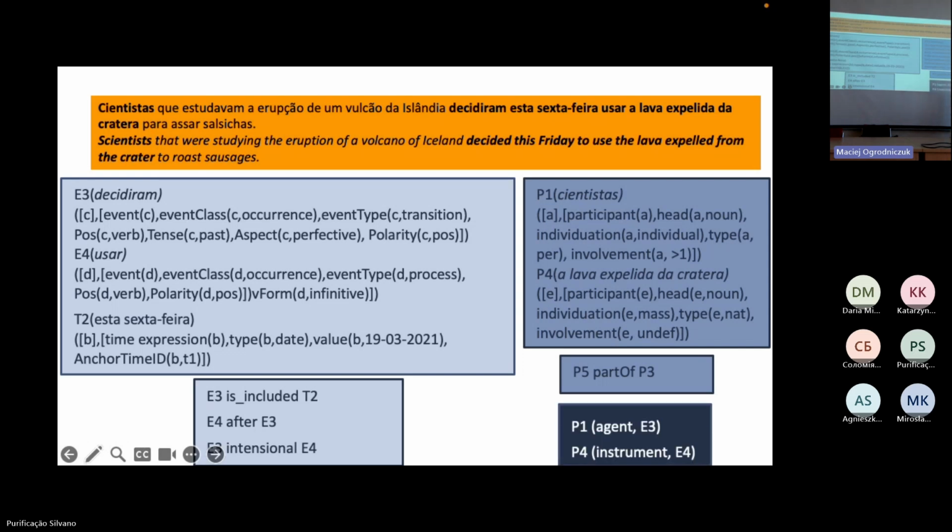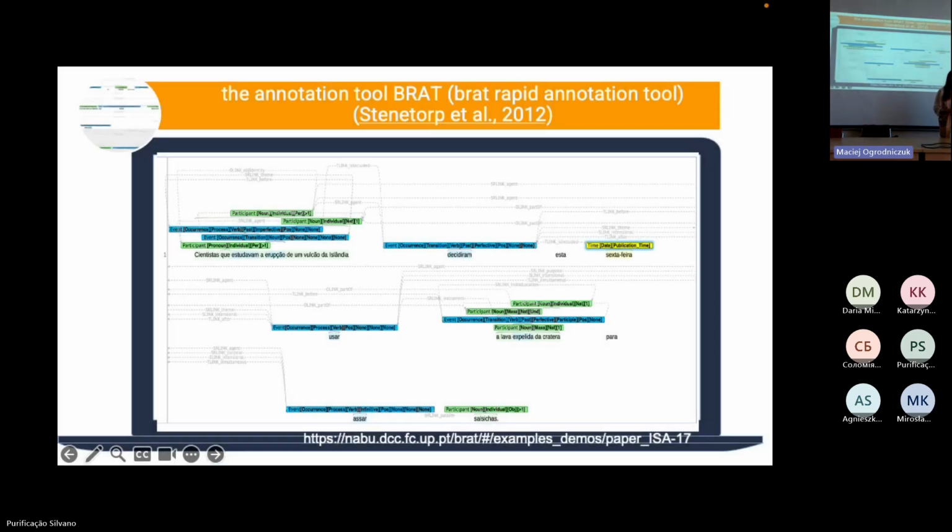And finally, we establish the semantic role labels. Right? So we see that, for instance, scientist is the agent of the event decide, and P4, the lava, is the instrument of event 4, that's used. Right? Okay, so this is the representation of the annotation. We do the annotation in red. You can see all the links here. It's sometimes very difficult to read because we have a lot of annotation and a lot of links.